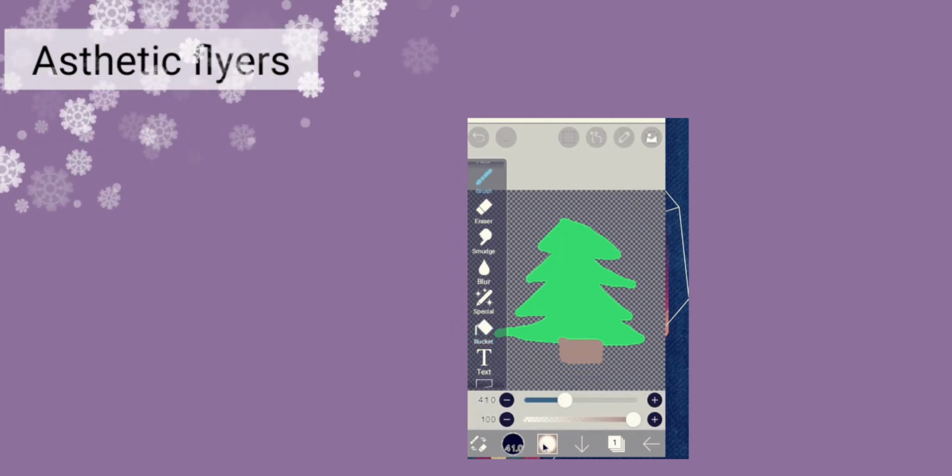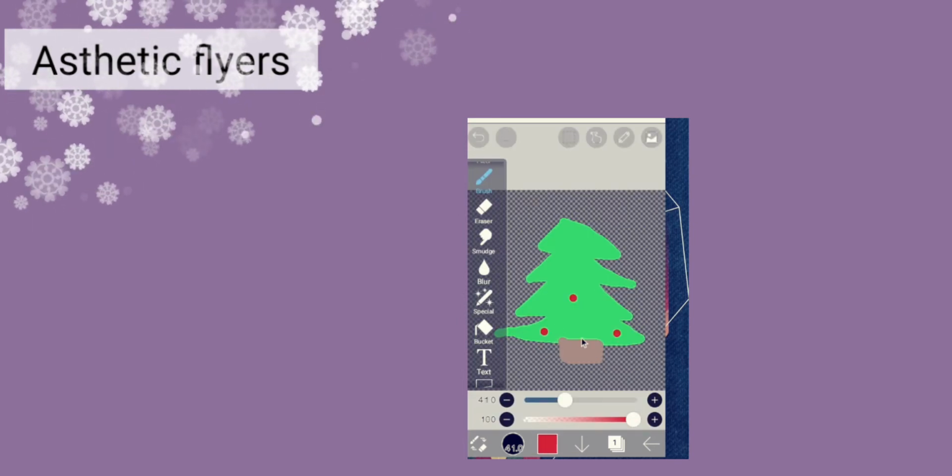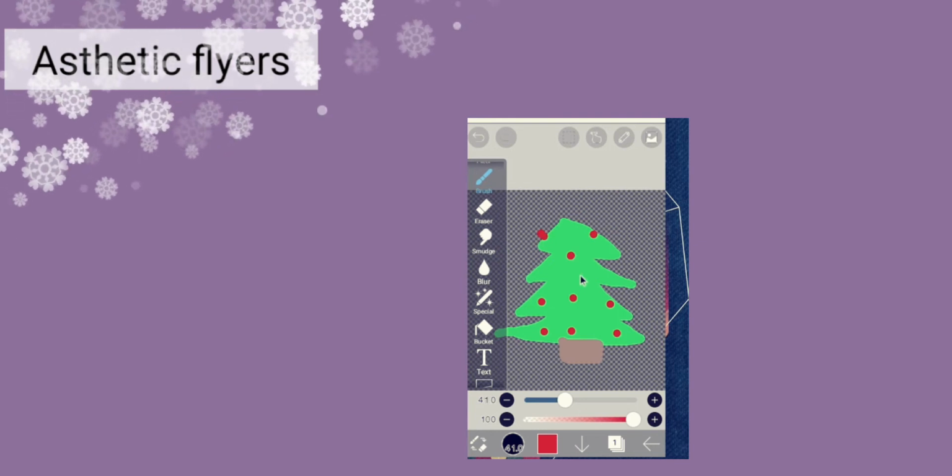Now, let's get some ornament colors. Let's start with red. Put it on the tree. Make sure they're pretty spread out. Oh, that one's kind of floating. It's okay. So now we're going to take yellow.